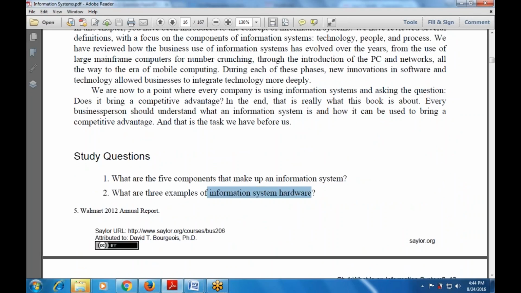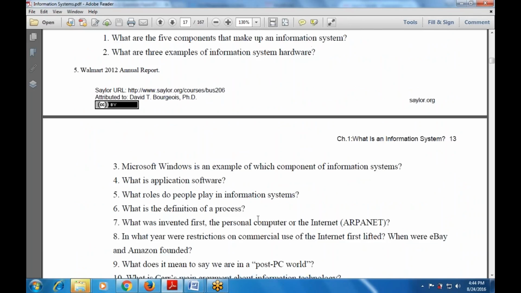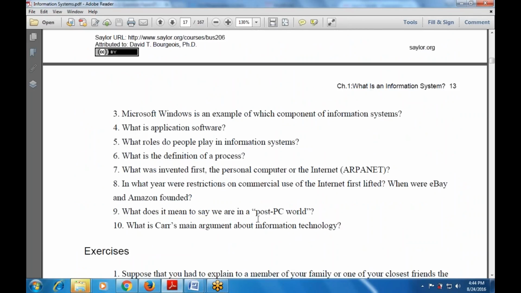This is an example of the information system hardware. That may be a hard disk, that may be a CD-ROM, anything. Now these are a few questions. Like the third one is, Microsoft Windows is an example of which component? So Microsoft Windows is an example of the operating system. Operating system is a part of the software. So it is an example of which component? This is a component that is software.